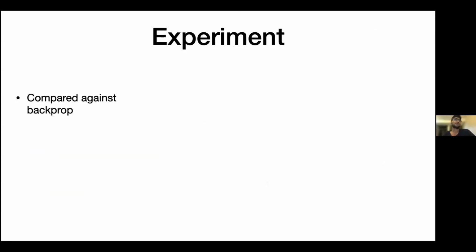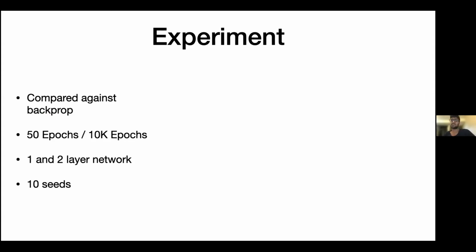Now, in this experiment, we compare against backprop, because backprop has continuous activations and the same structure with ReLU activations. The MNIST classification is run for 50 epochs, and the regression is for 10k epochs. We tried 1 and 2 layer neural networks, and we have 10 seeds.